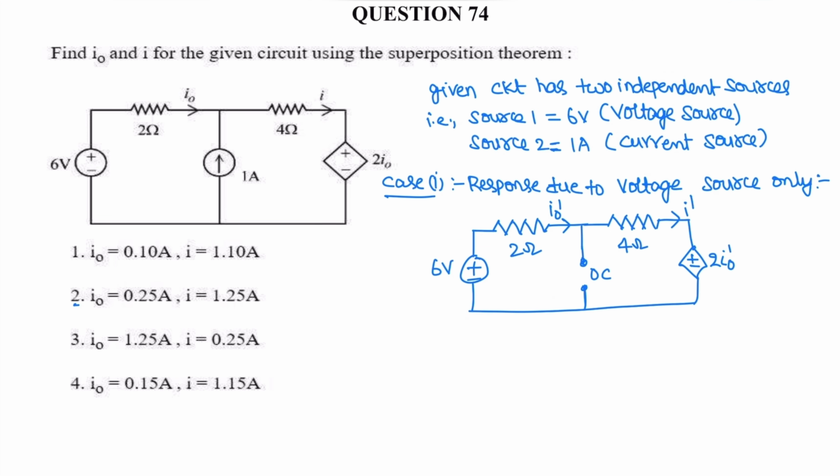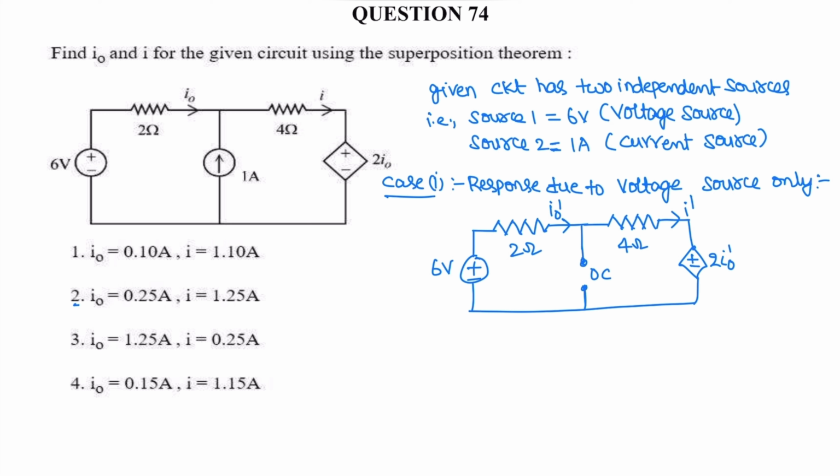Next question. Find Io and I for the circuit using the superposition theorem. The superposition theorem states that in any linear bilateral network having multiple independent sources, the response of an element is equal to the algebraic sum of the responses of that element by considering one source at a time.